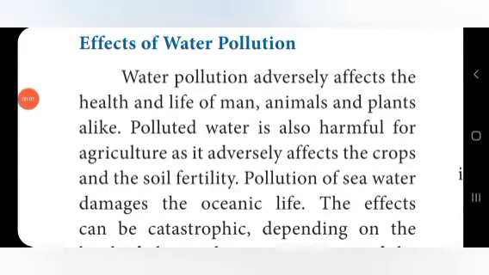What are the effects of water pollution? Water pollution adversely affects the health and life of man, animals, and plants alike. Polluted water is also harmful to agriculture, as it adversely affects the crops and the soil fertility.